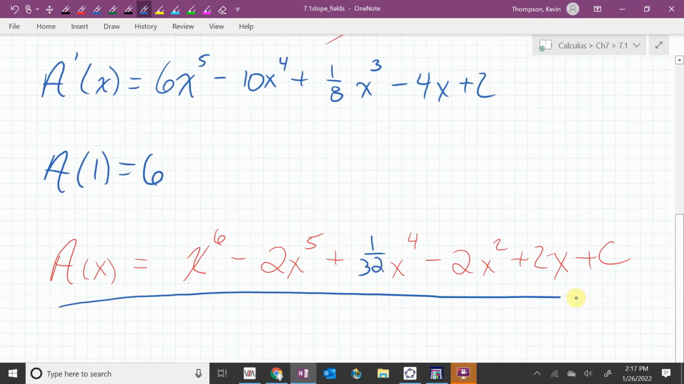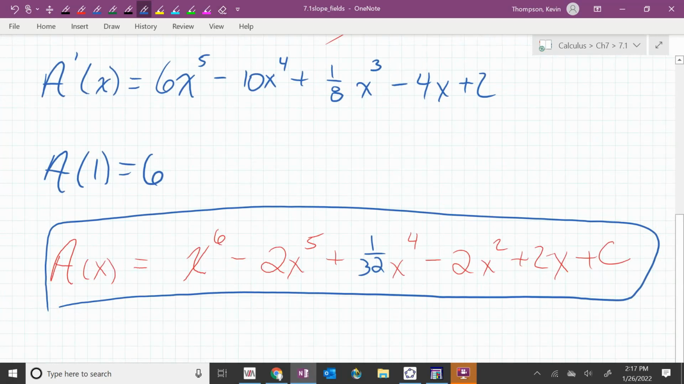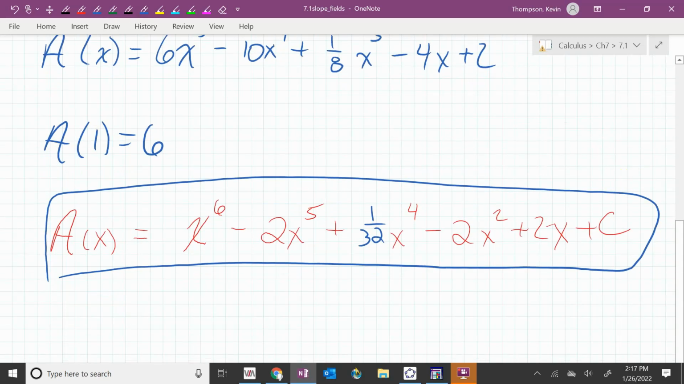So, antiderivative: increase the power, divide by the new power, increase the power, divide by the new power, et cetera, et cetera. Do that again. Now substitute in 1, and then solve for C. Do that real quick. Have you figured out C? Nine over 32. Okay.